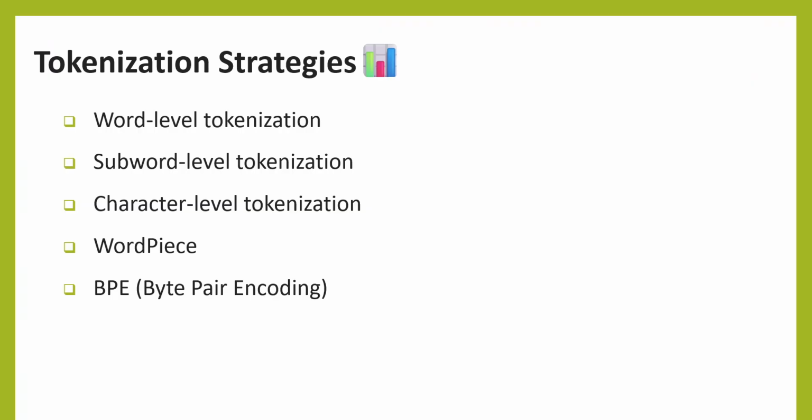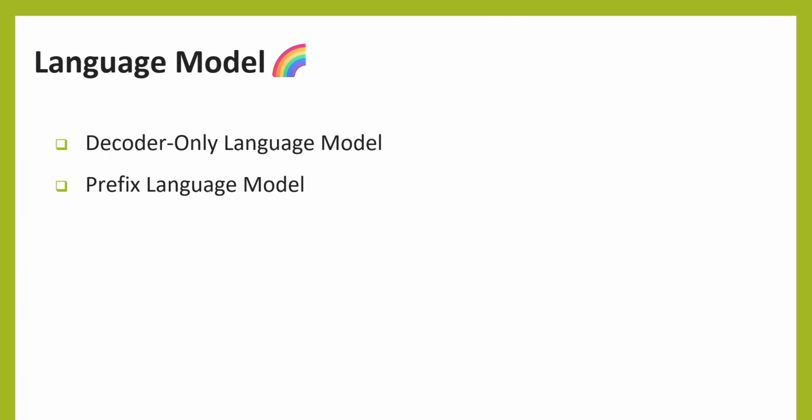And some popular tokenization strategies include WordPiece, which is a subword level tokenization strategy that uses a combination of word and subword tokens. Byte pair encoding is a subword level tokenization strategy that uses a combination of word and subword tokens.